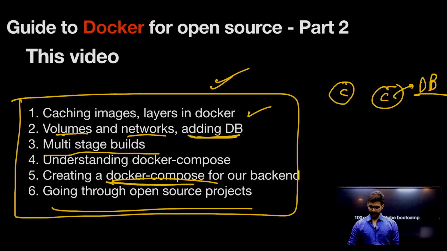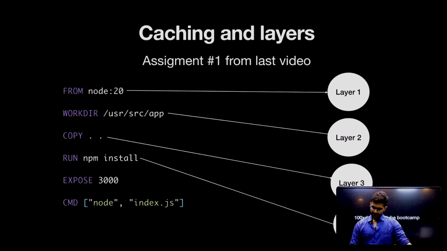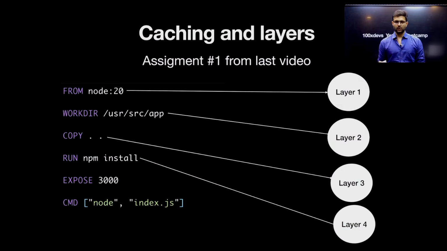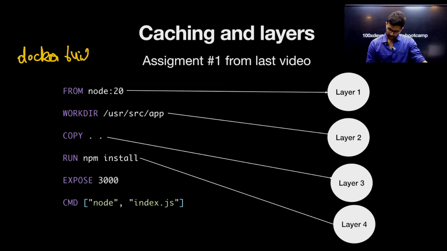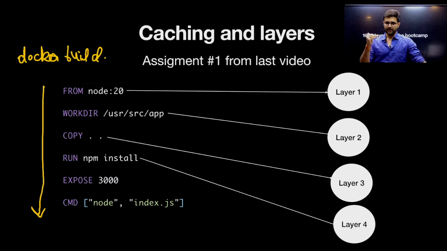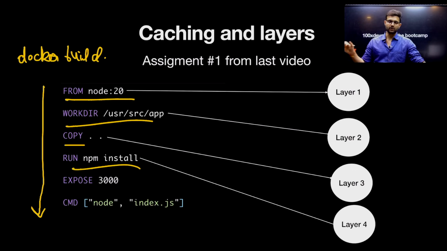Let's begin with understanding caching and layers. We discussed this a little bit yesterday. What I told you was whenever you have a Docker file and you run docker build, what happens is Docker starts to create these layers one by one. It starts from the top of your Docker file. One by one on every step, it creates a new layer. For example, right now we have 4 steps here that would lead to a new layer creation.